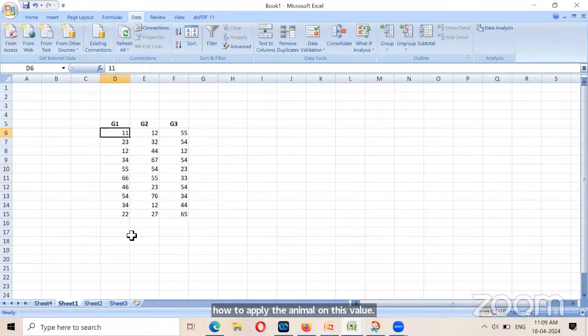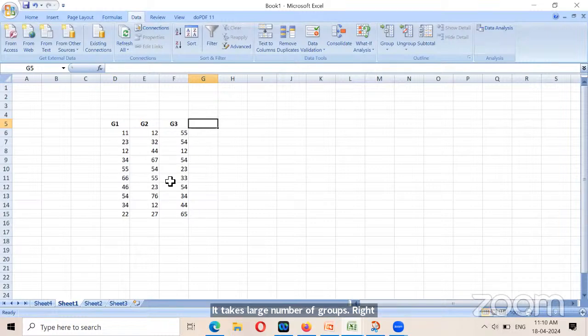We can increase the values here, or we can increase the groups, like we can have group 4, or instead of having 10 values in each group, we can increase the values. We can put 50, 100, a large number of values, because in real applications ANOVA doesn't take such small values like 10. It takes a large number of values, right?